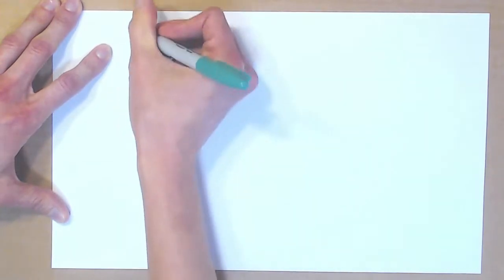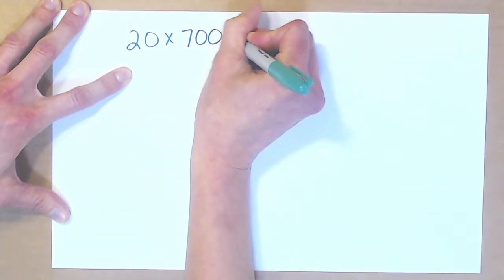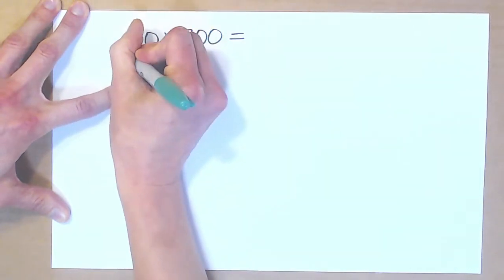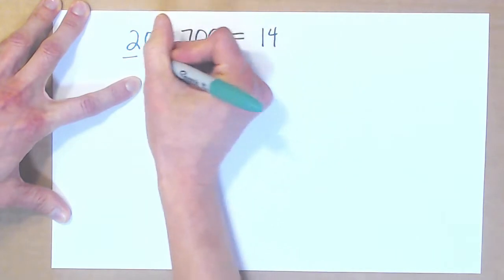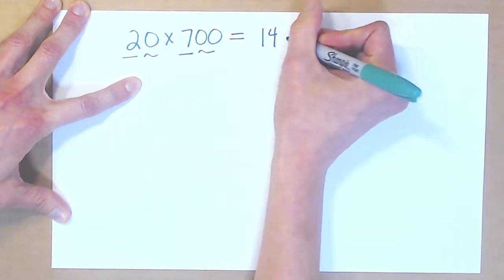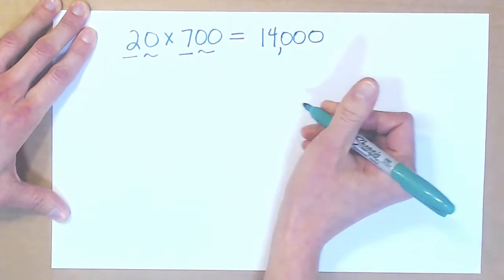Another example, 20 times 700. We'll use our shortcut now. We'll take 2 times 7 is 14, and we'll count our trailing zeros. We have 3 of them. We'll add 3 trailing zeros, 14,000.